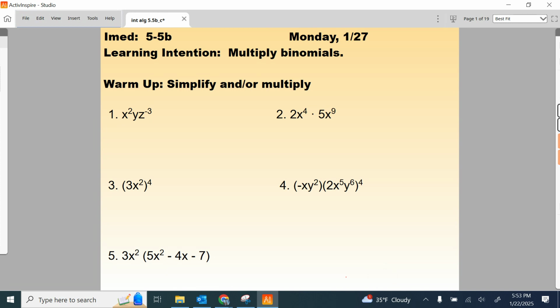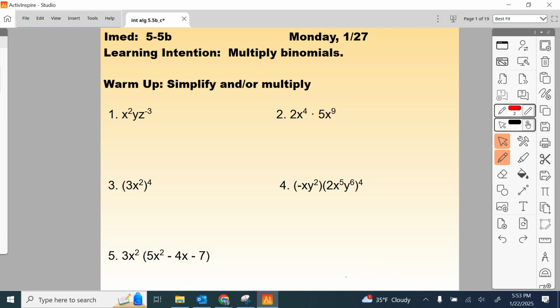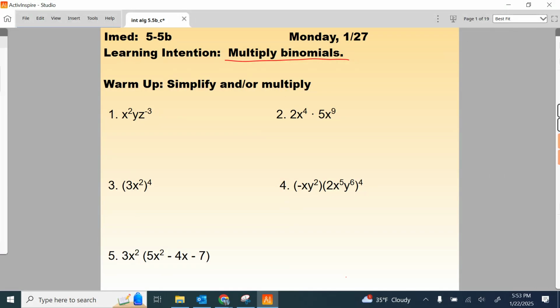And what we're going to be working on today, working with these polynomials, is multiplying binomials. All right, so we'll take a look at what that is. We did a little bit of it before we went off for winter break, but we're going to kind of revisit it now. So let's look at your warm-up answers and let's see how these worked out for you.